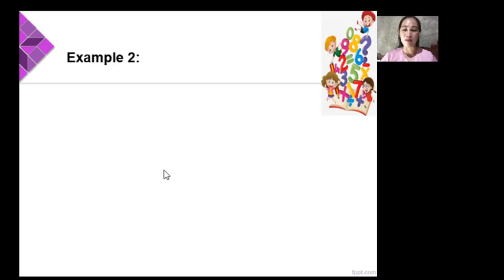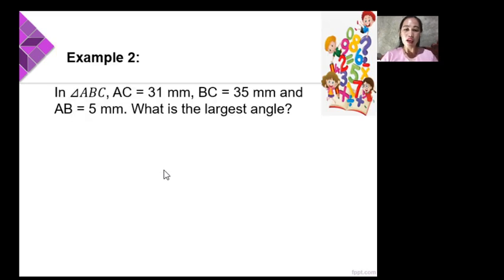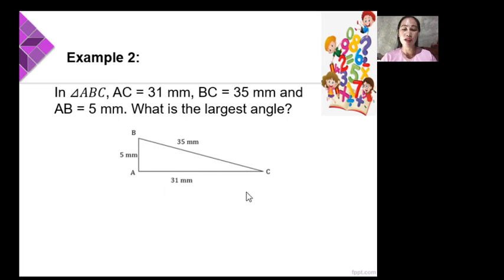Let's take this example. In triangle ABC, side AC is equal to 31 millimeters. Side BC is equal to 35 millimeters. And side AB is equal to 5 millimeters. What is the largest angle?